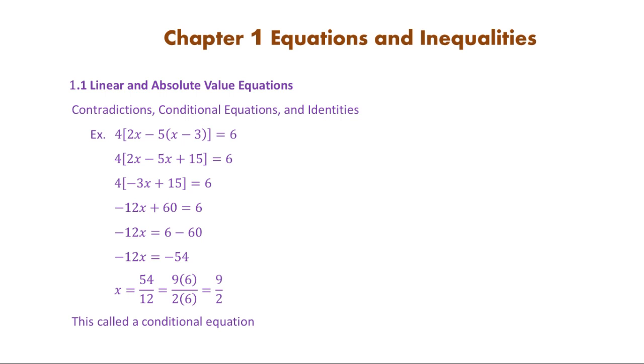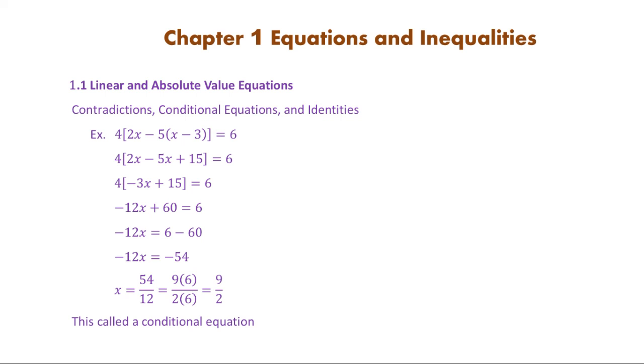Now you got the 4 times these two terms, so you distribute the 4 to both of them. So you get 4 times negative 3x, which is negative 12x, and 4 times 15, you get 60. On the right side, you get 6. So now, move 60 to the right, it becomes negative. So 6 minus 60, which is negative 54. And on the left-hand side, you just get negative 12x.